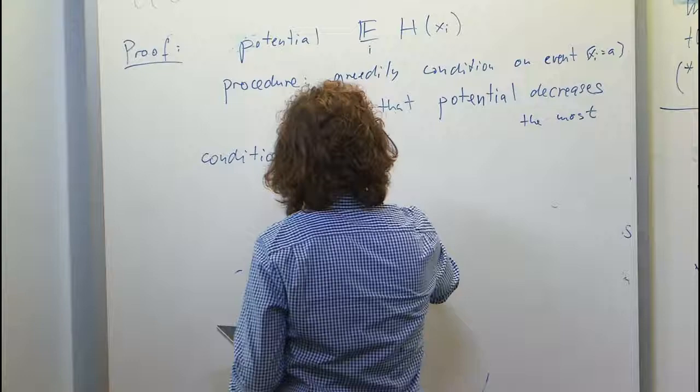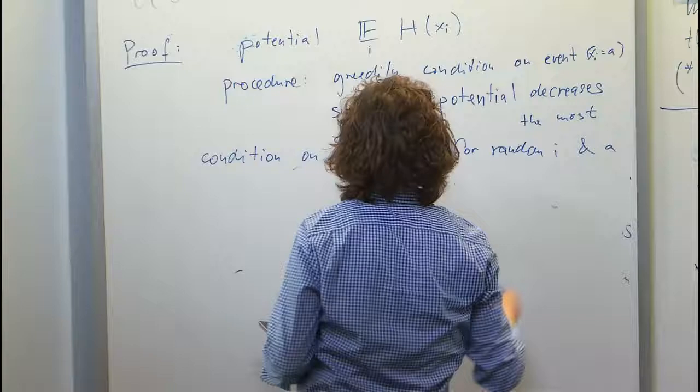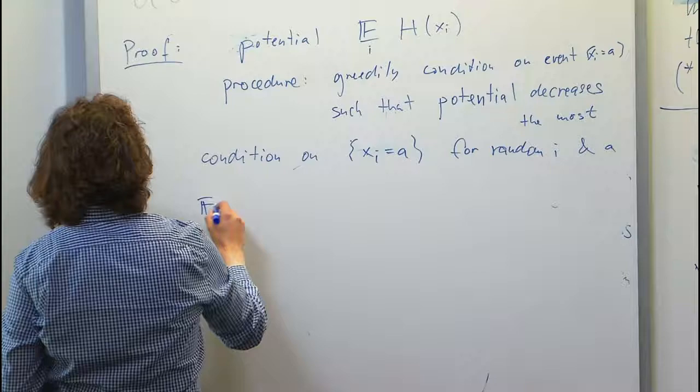On this event xi is equal to a, for random I and A. So then the decrease in the potential, the expected decrease in the potential.